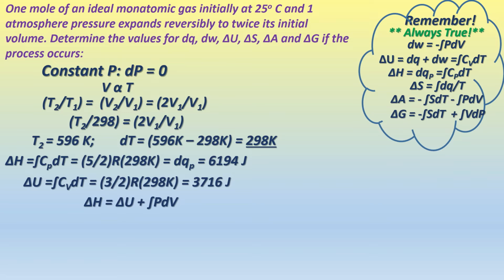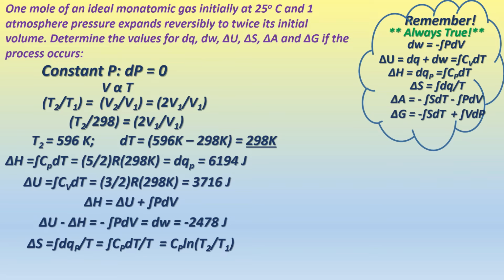A little bit more gymnastics. The actual definition of enthalpy is the internal energy plus PdV. So if I know U and I know H at a constant pressure, the internal energy minus the enthalpy is equal to the work, in this case minus 2,478 joules.